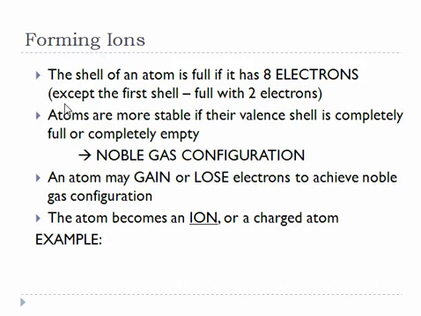Forming ions. The shell of an atom is full if it has 8 electrons in it, except for the first shell, which is happy with 2 electrons. So remember the 2-8-8 rule. Atoms are more stable if their valence shell is completely full or completely empty. When it does this, it has what is called a noble gas configuration, which means that its electrons look exactly like the noble gas it is closest to. So an atom may gain or lose electrons to achieve a noble gas configuration, and in this case, the atom would become an ion, or a charged atom.